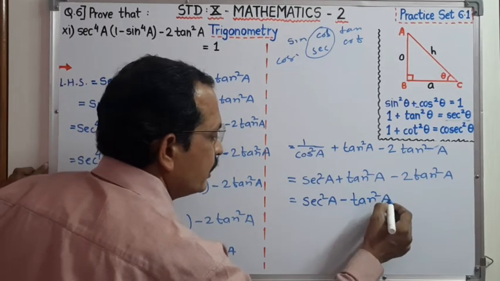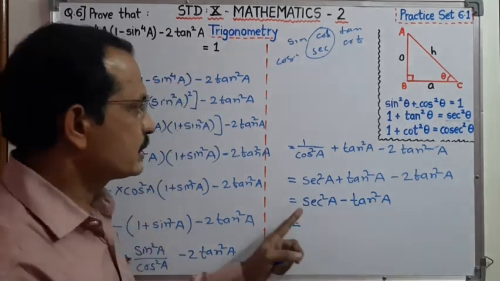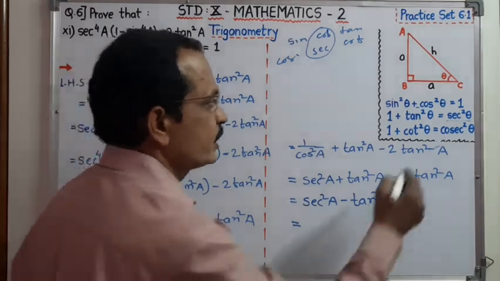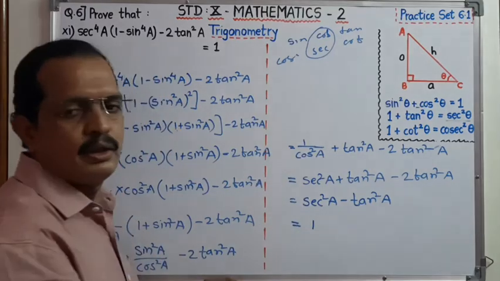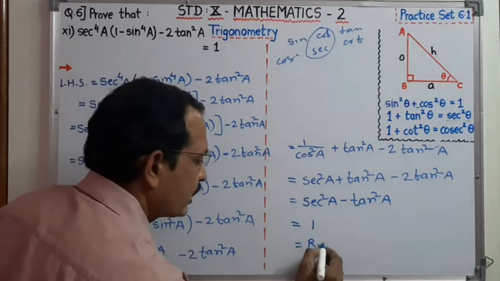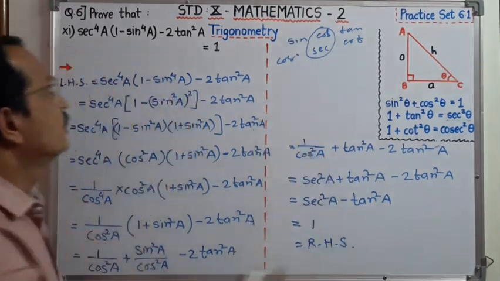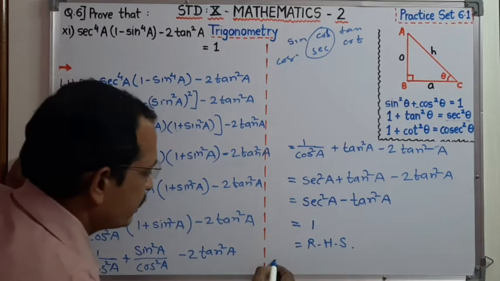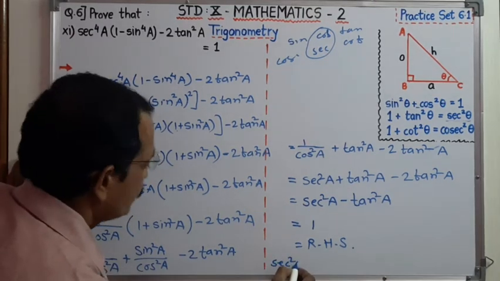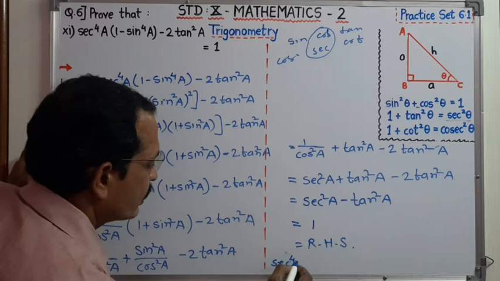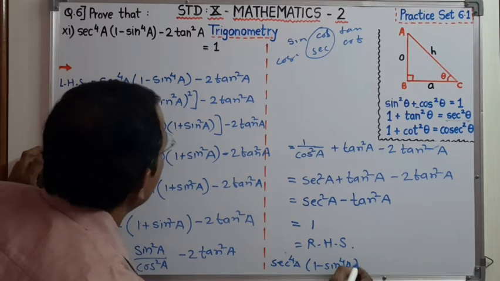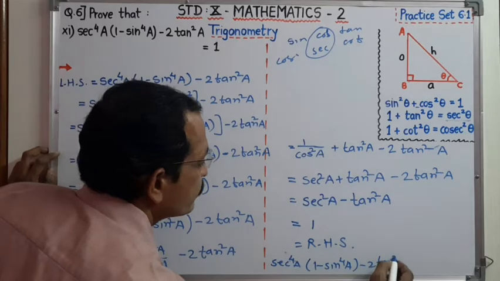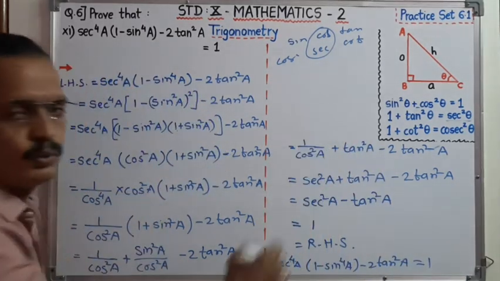Now see dear student, sec square a minus tan square a is equal to 1. Therefore we write here RHS. Now dear student, we have to write here sec raised to 4a into 1 minus sin raised to 4a minus 2 tan square a is equal to 1.